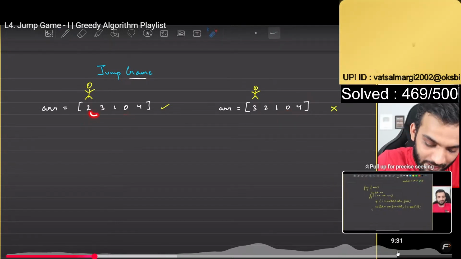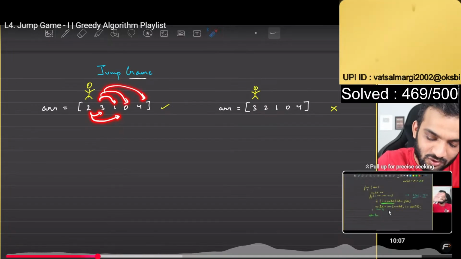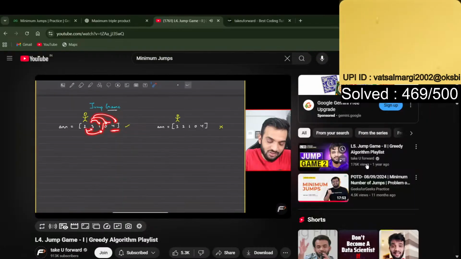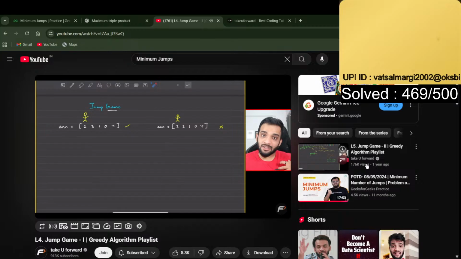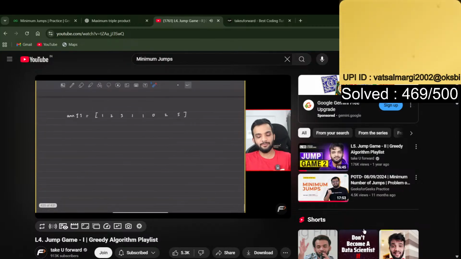In this example, I can go here, I can go here. From 3, I can go here, and from here, here. So eventually I can reach the last. It's important that you can cross the 0. So this is what you have to do: given an array, you have to tell me if you can reach the end or not. How do I solve this problem? Let's take this example.